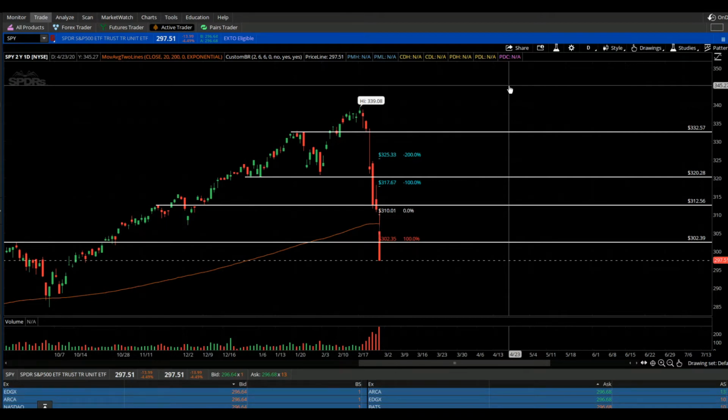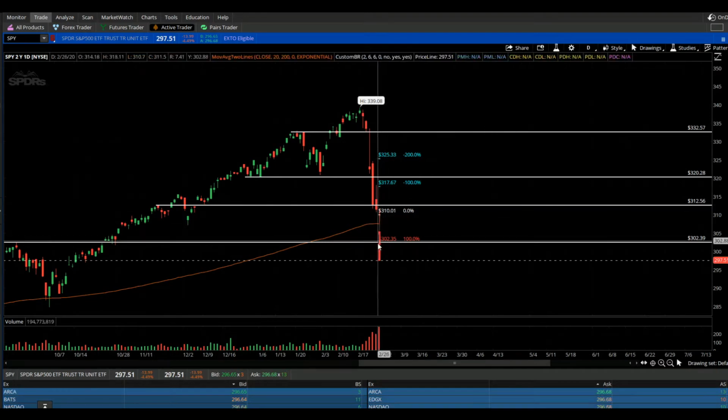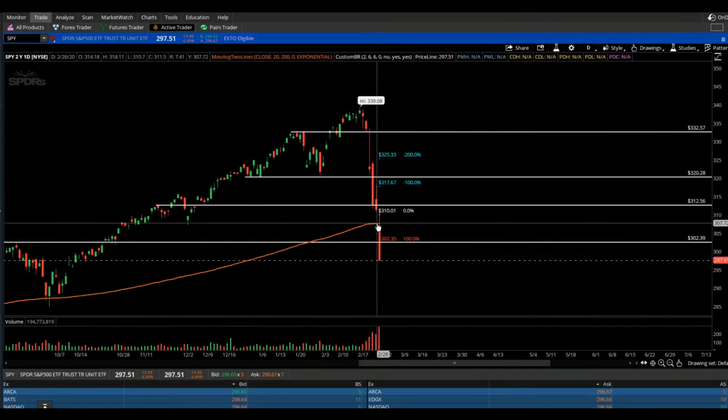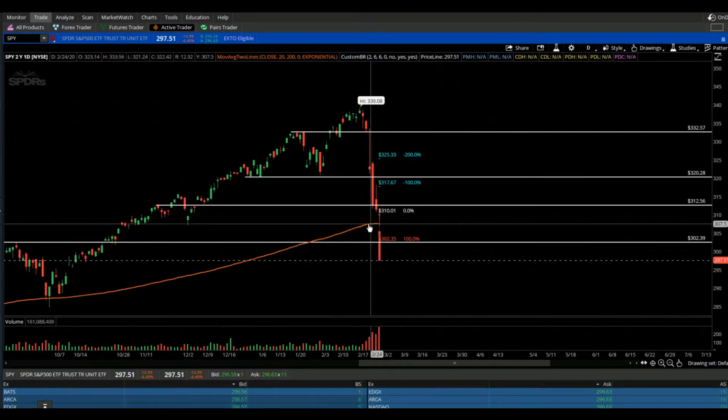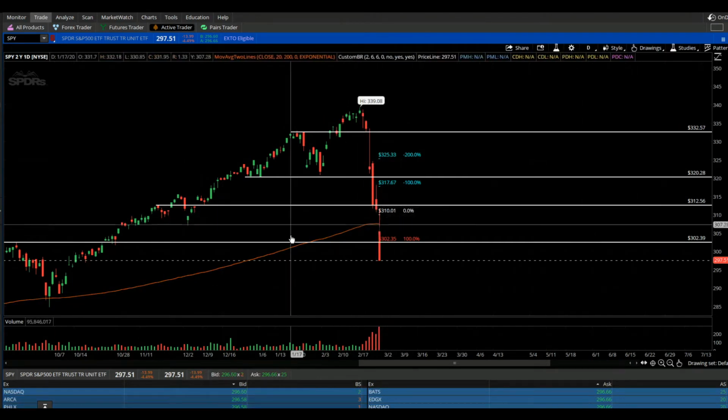On the chart in front of you, we're looking at the S&P 500, ticker symbol SPY. And as you could see, we had a massive sell-off. We are currently way below the 200 moving average on the daily, which typically acts as a magnet. And we typically look for a bounce from here.